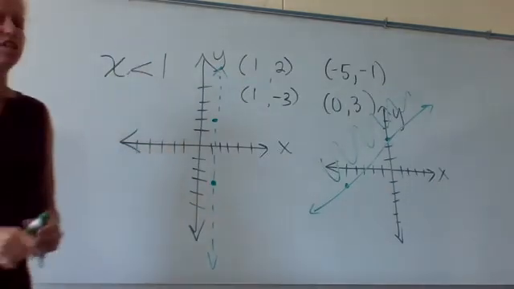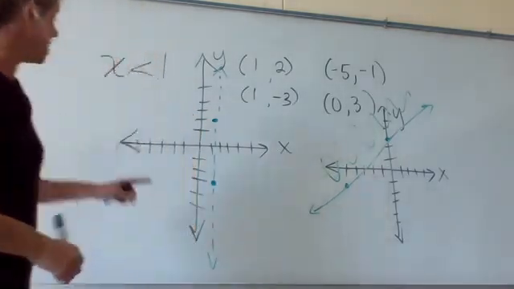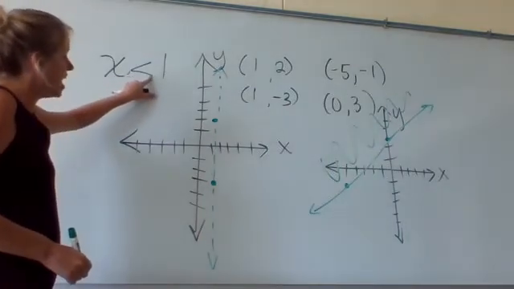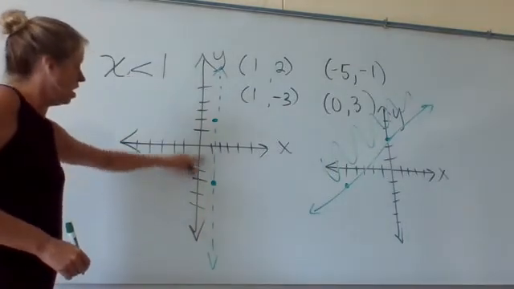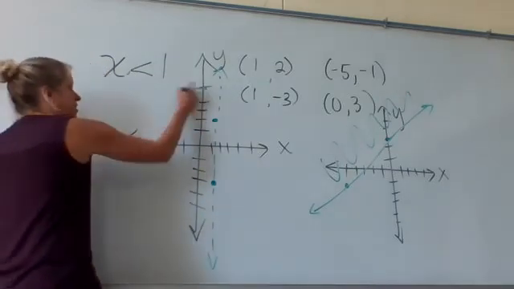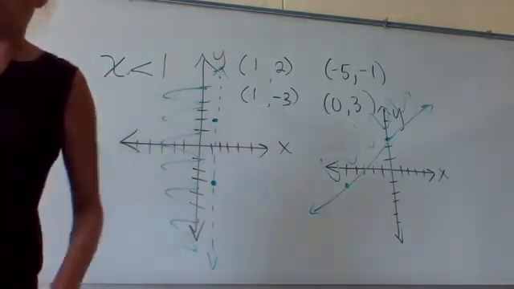Now, since it's a vertical line, there's not an above or below. It's vertical, which means this says, where are my x values less than 1? Well, let's see. All the x's to the left of that line would be less than 1.